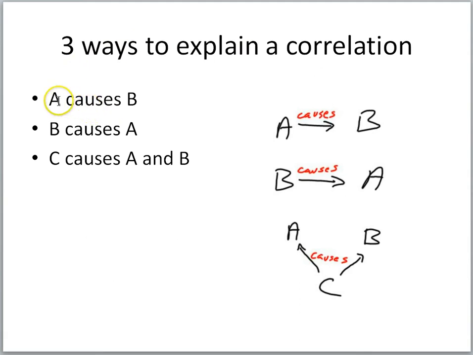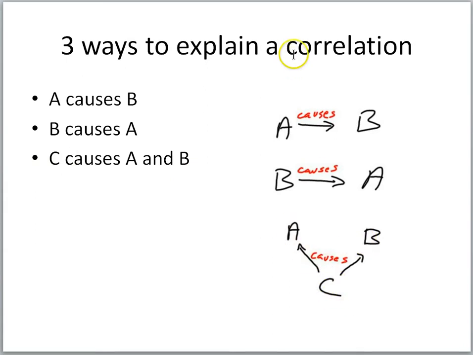If A and B are correlated, it could be that A causes B, so we'll say A arrow B. It could be that B is causing A, B arrow A. Or it could be C, a third factor is causing both A and B. Notice the way we're going to write that. A third factor is causing both A and B.